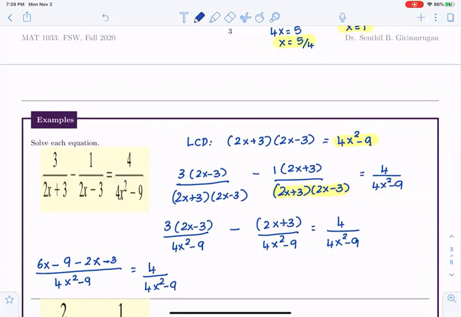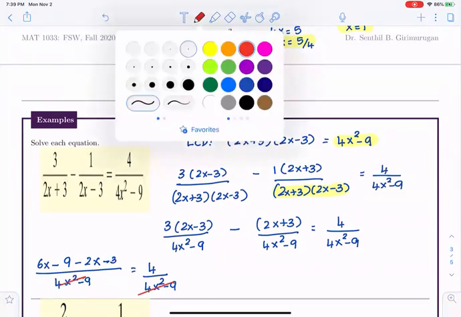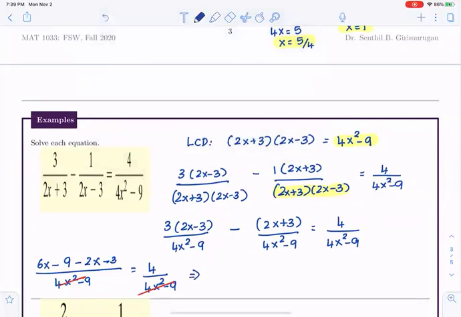Since we have two rational expressions by themselves, we can cancel out the denominator. So those two would go away. And we will have 6x minus 2x, which is 4x. Negative 9, negative 3 is negative 12, equals 4. Move the 12 to the other side. We would have 4x equals 12 plus 4, which is 16. Divide by 4 on both sides. X would be equal to 16 over 4, which is simply 4.